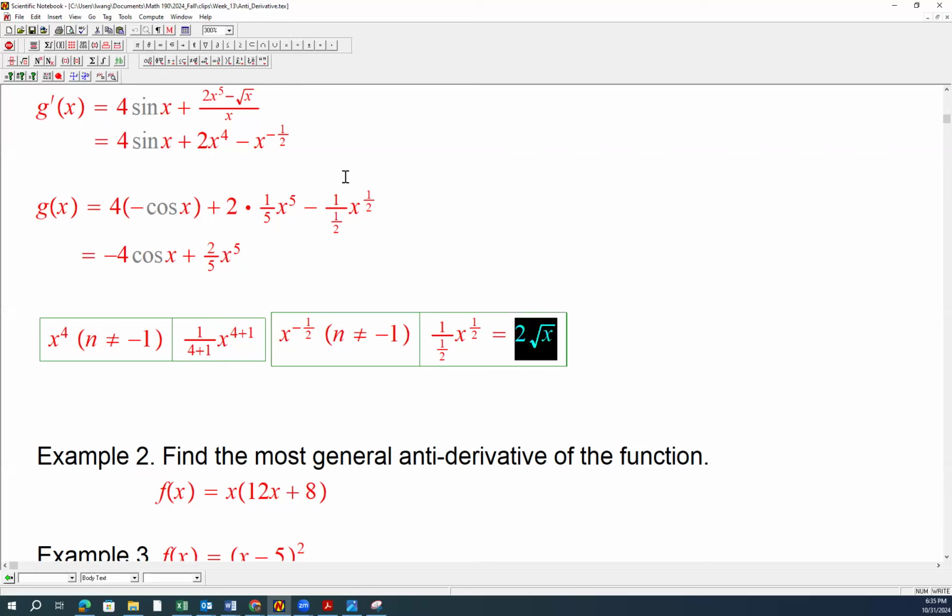And last, subtracting 2 times root x. Okay, or you can write 2 times x raised to the power half. That would be okay too. Then you're done. Okay, so be sure you express yourself properly.